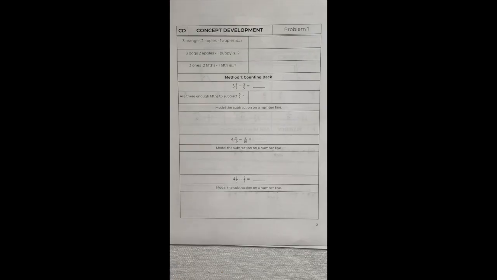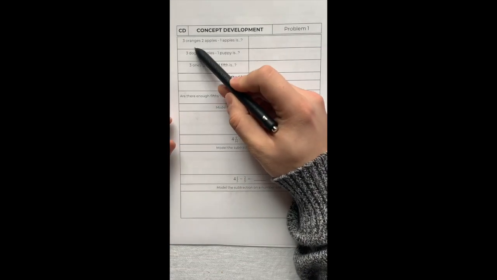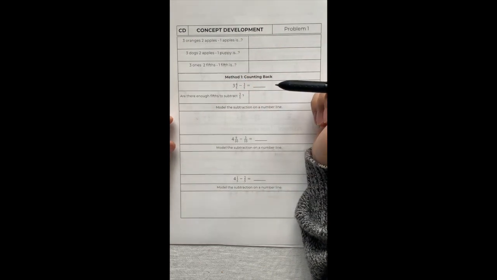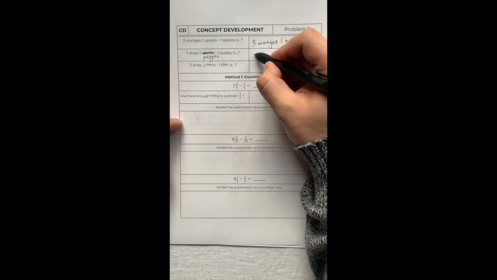Okay, to start off today with our problem 1, let's just review our understanding of units, right? If I have 3 oranges and 2 apples, and I take away 1 apple, I still have 3 oranges, but now I have 1 apple. 2 minus 1 is 1. If I have 3 dogs and 2 puppies minus 1 puppy, that's the same still as 3 dogs because I didn't change the dogs, but now I have 1 puppy. If I have 3 ones and 2/5 and I take away 1/5, I still have 3 ones, but now I only have 1/5.